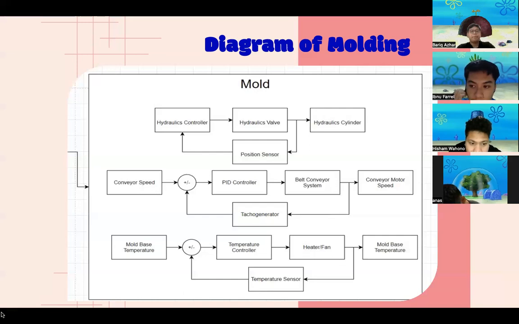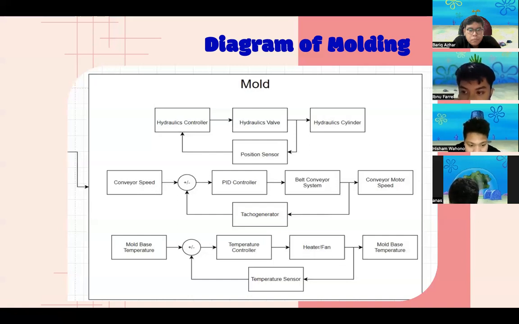Since the molding process is on a conveyor, the conveyor speed needs to be adjusted depending on if the chocolate is ready or not. So it is a PID controller that drives a belt conveyor system, and at the end, the output is a motor speed. There is a tacho generator to know the position of the belt conveyor.